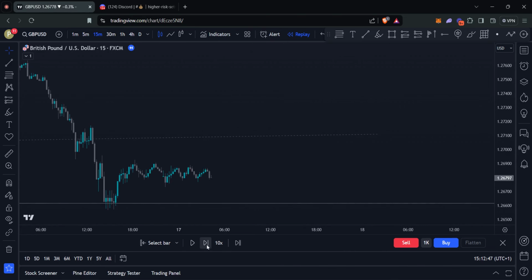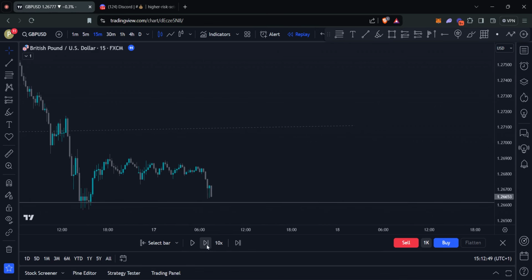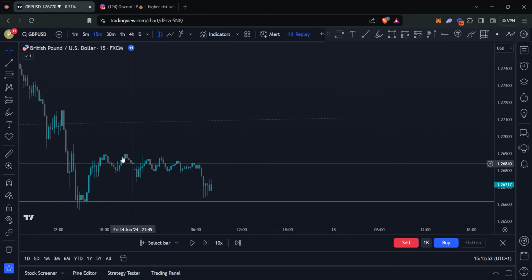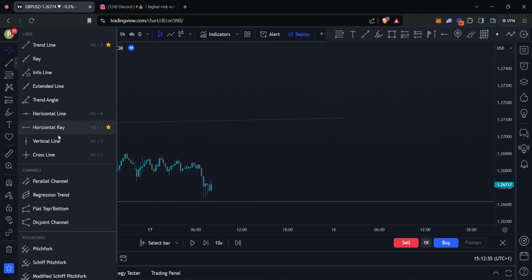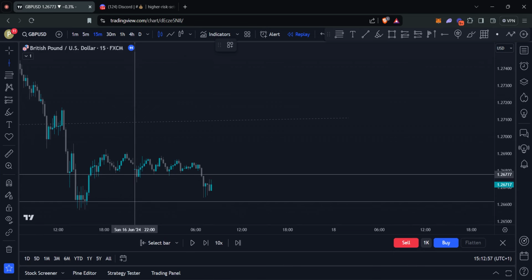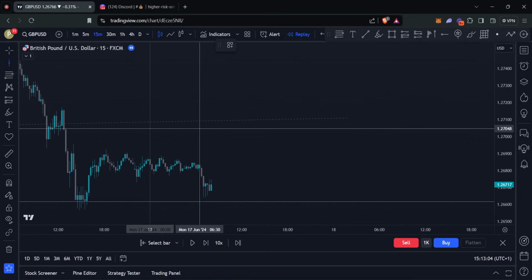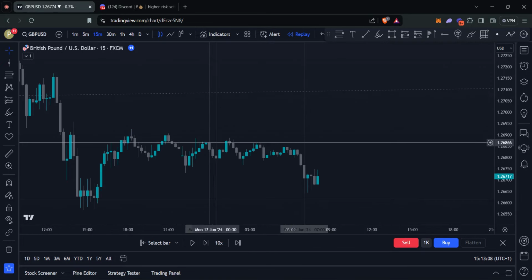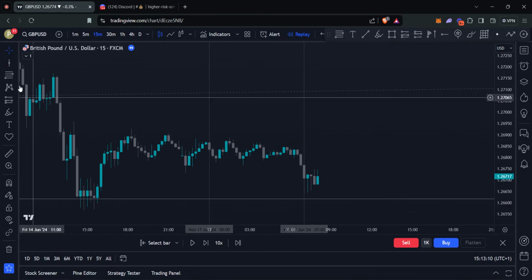Now, for the Judas swing, all we're simply doing is identifying the Asia session range. For me, the Asia session range is the times between midnight and 7 a.m. UK time. So if I mark out midnight on the charts, which is right here, and then I also identify 7 a.m. in the morning, which is right here, we can see that anything that happens in between this range is now my Asian session.